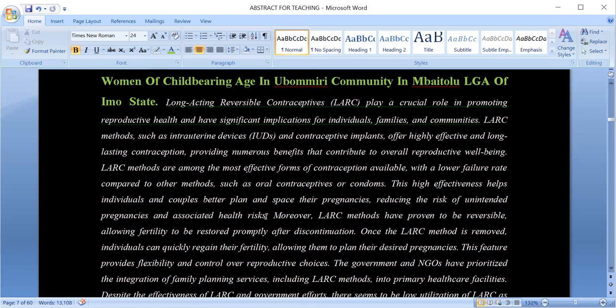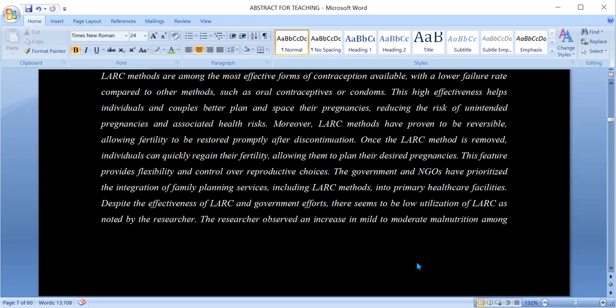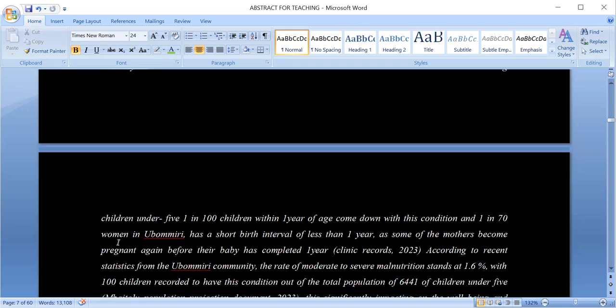introduced the background and context. Now, he said, despite the effectiveness of LAC and government effort, there seems to be low utilization of LAC, as noted by the researcher. Now, the researcher observed an increase in mild to moderate malnutrition among children under 5.